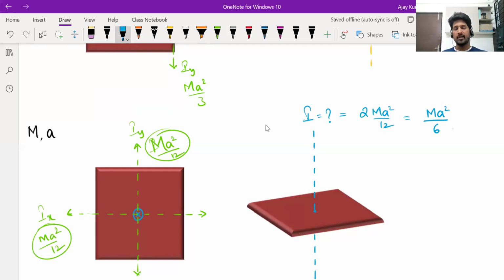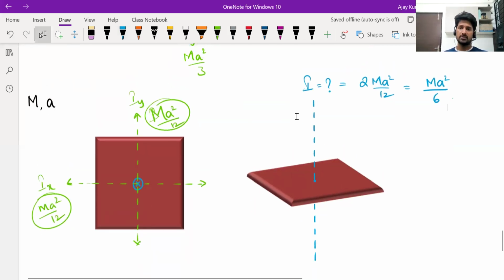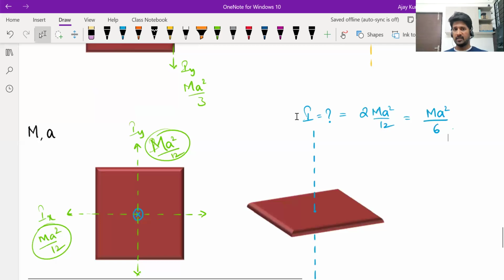Simple. This is by applying the perpendicular axis theorem. But see, the axis about which you are asked to find the moment of inertia is passing through the center of mass of the square. So maybe we can apply the parallel axis theorem also. Okay, let me show you how to solve it that way.